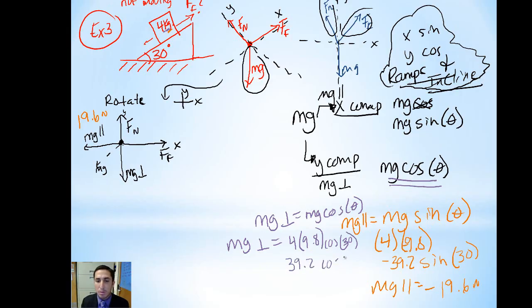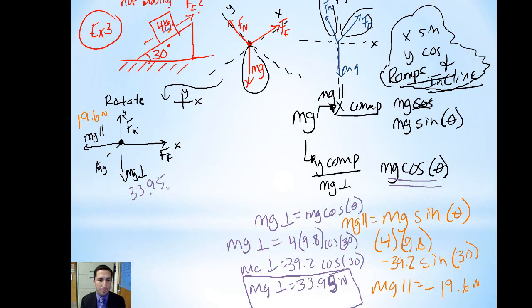So we have 39.2 cosine of 30. Type that in, 39.2 cosine 30. That gives you 33.94 newtons. Oh, sorry, 33.95 newtons. And that is your mg perpendicular. So let's put this in for mg perpendicular, 33.95. Alright? So we have that.